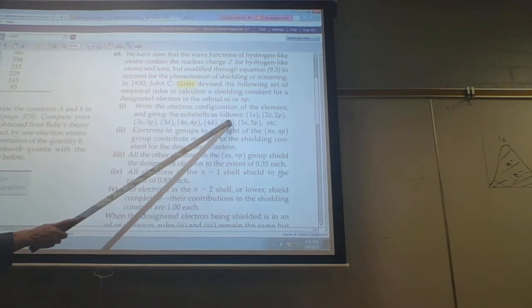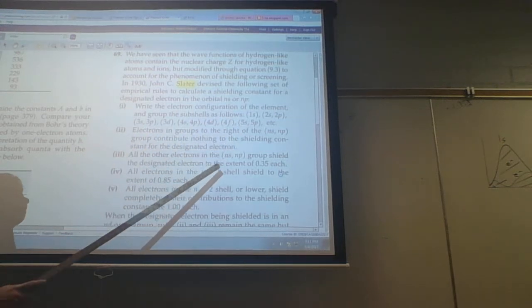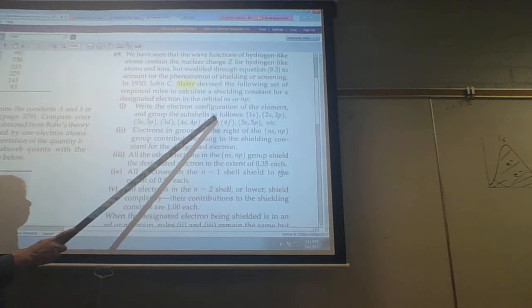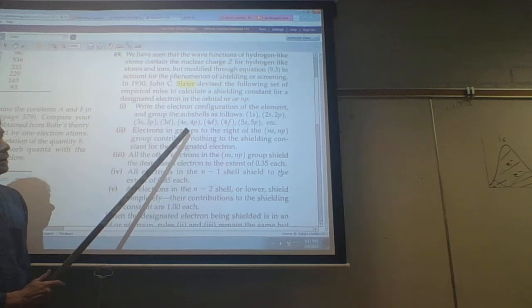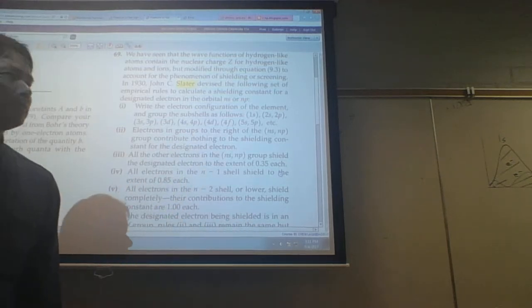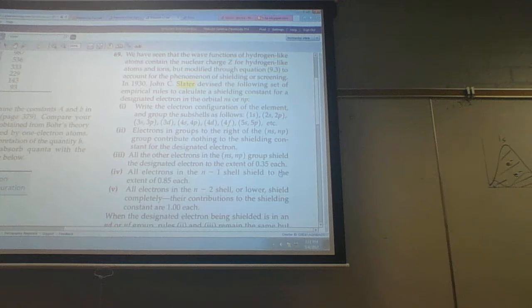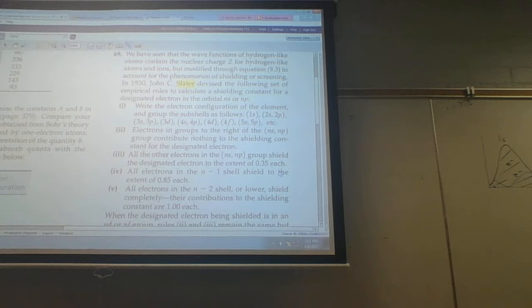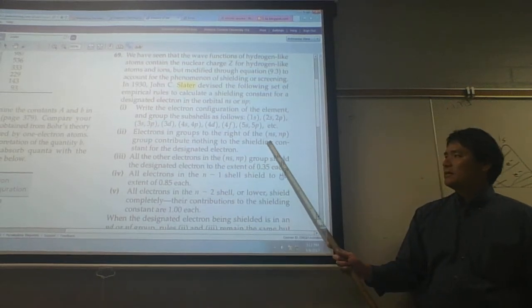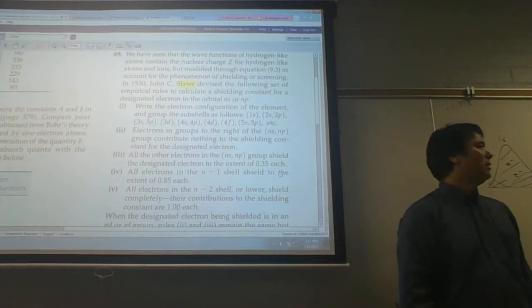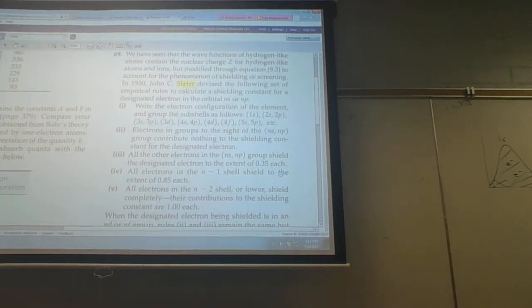And so we write the electron configuration like this. We write it in terms of shells. And the reason we write it in terms of shells, these kind of shells, is because of this. If an electron is in the same shell, it's not a very good shielder. If an electron is in an inner shell, it's a much more effective shielder. All right, electrons in the groups to the right contribute nothing. So if an electron is out to the right, is it going to contribute anything to the shielding? Nothing.